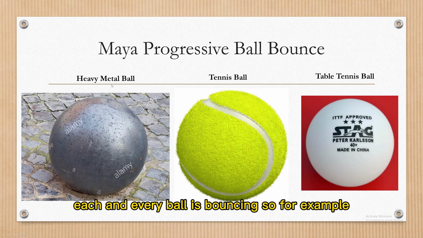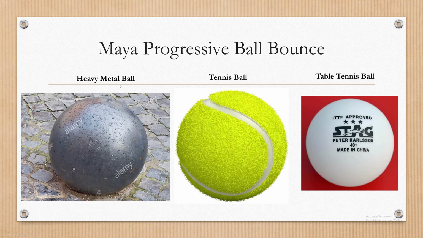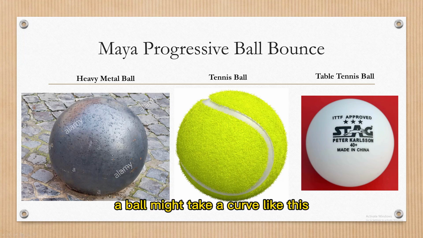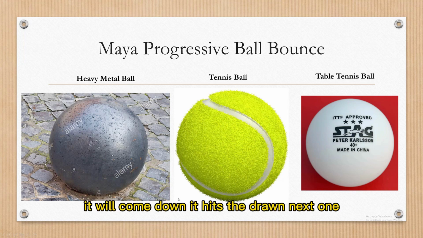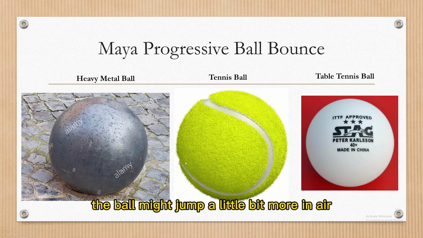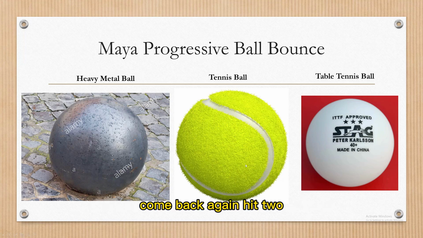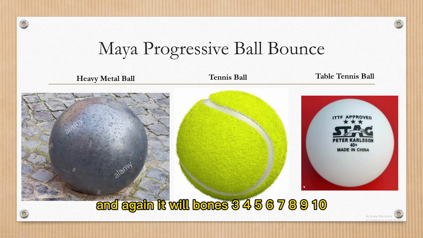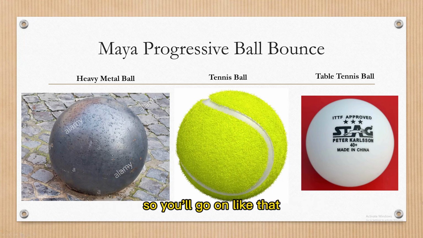For example, for a tennis ball, if I'm dropping from here, the ball might take a curve like this. It will come down, it hits the ground. Next one, due to its elasticity, the ball might jump a little bit more in the air. It will take an arc, come back, hit again, and it will bounce 3, 4, 5, 6, 7, 8, 9, 10. So it will go on like that.